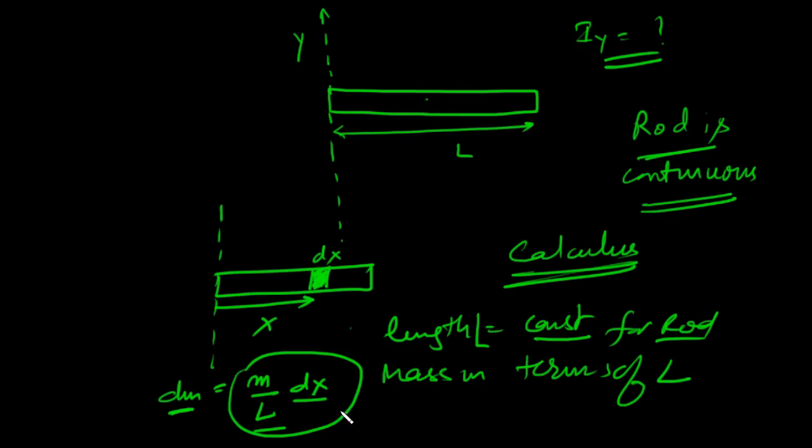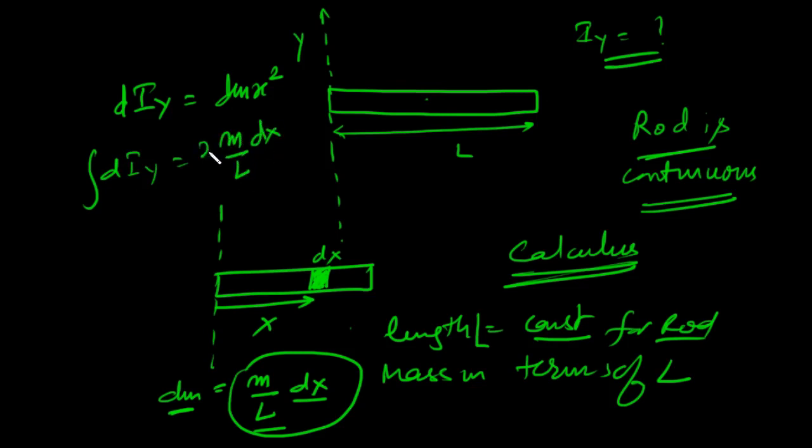So what will be the moment of inertia of this thin mass which is at a distance x from Iy? We can write this as diy, as the mass is infinitesimal, so the moment of inertia of this mass will be infinitesimal. This will be equal to dm times x square, since the mass dm is at a distance x from the axis. So we will just integrate this. Dm was m divided by L dx, and this is times x square.